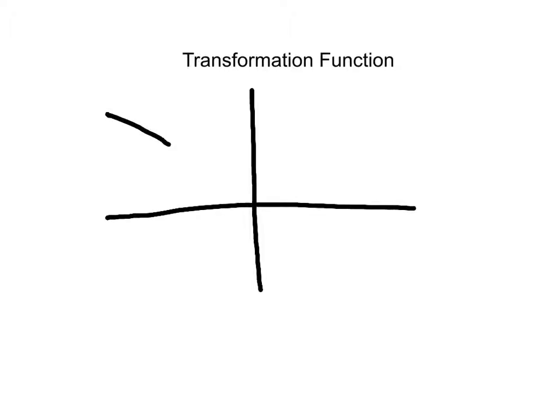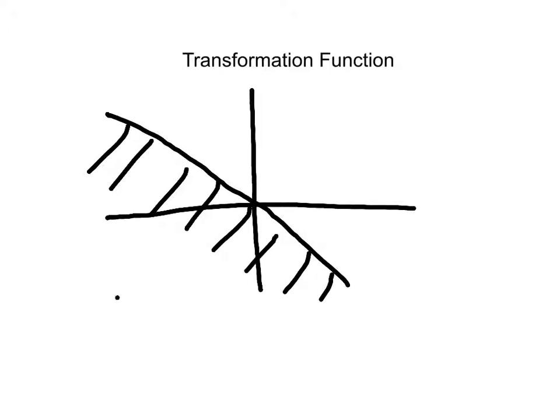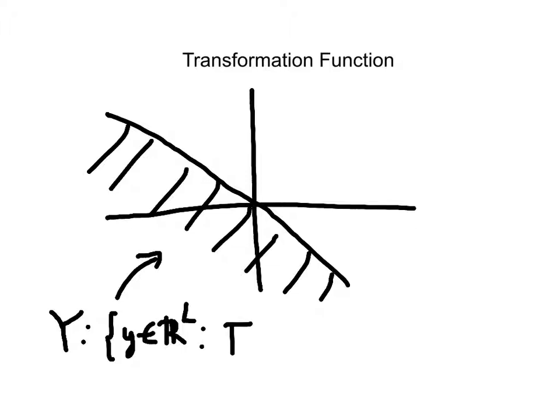So the transformation function is simply a convenient way to represent a production set. Here is a production set, and I could define this production set by reference to any production plan y, which is in the space of all possible production sets, R^L, which is such that f of y is less than or equal to 0, and f here is the transformation function, so it's a function defined over a production plan.